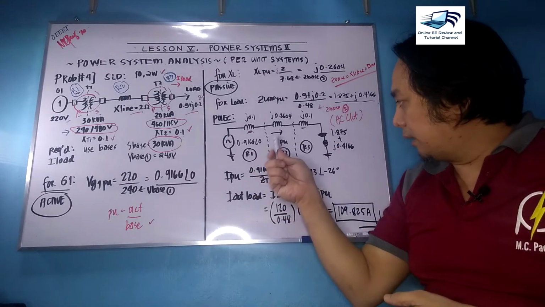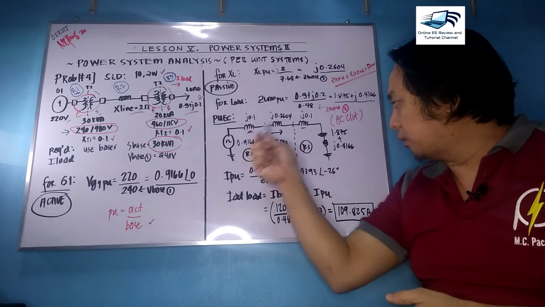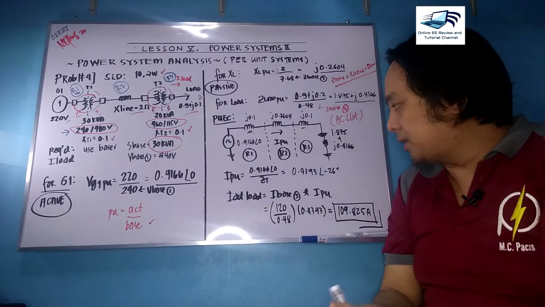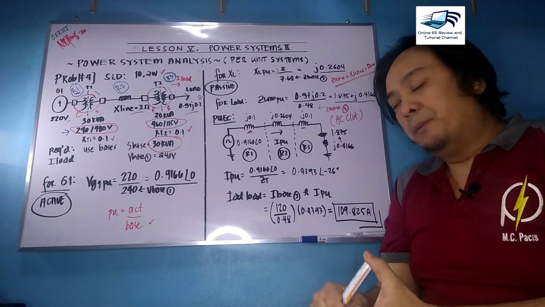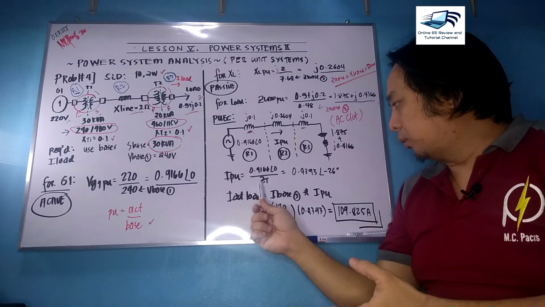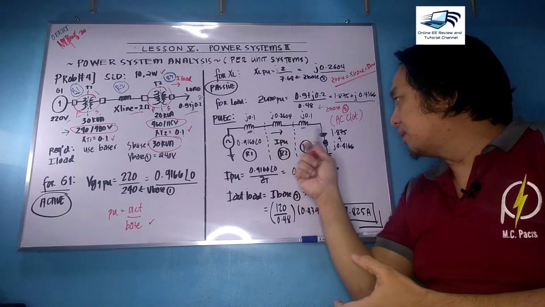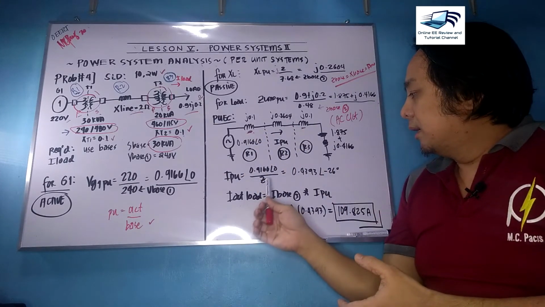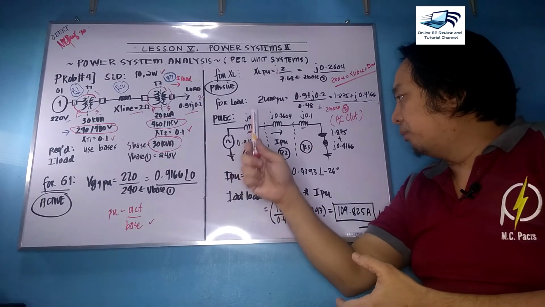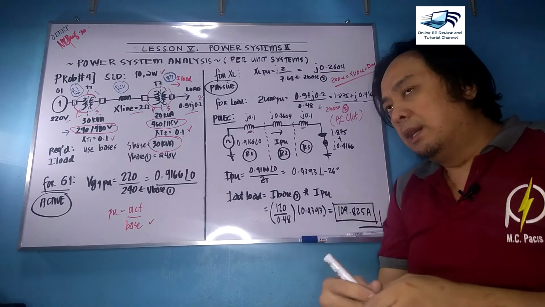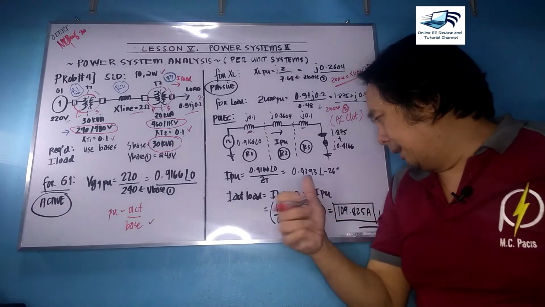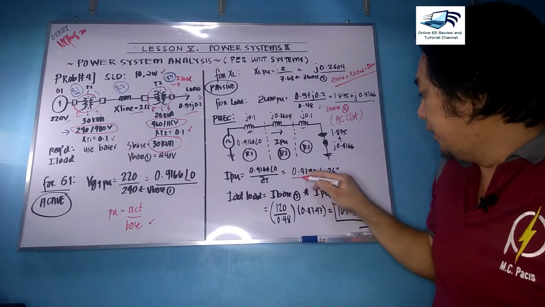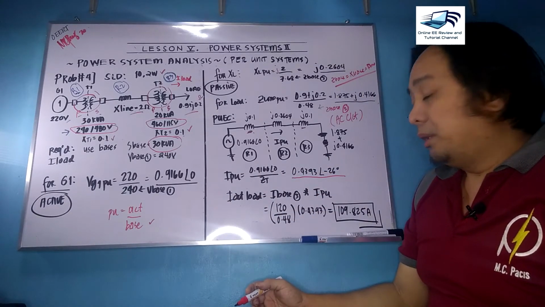Hence, to get your IPU, which is constant all throughout since the elements are connected in series, you just use Ohm's law: total voltage divided by the total impedance in series. So you need to add all of the impedances or reactances here, and then divide the voltage 0.9166 by it. It will have a value of 0.93 angle negative 26 degrees.